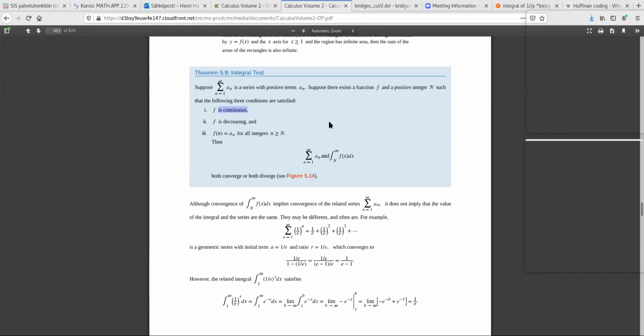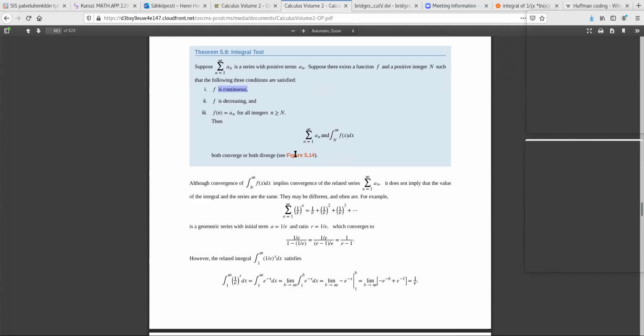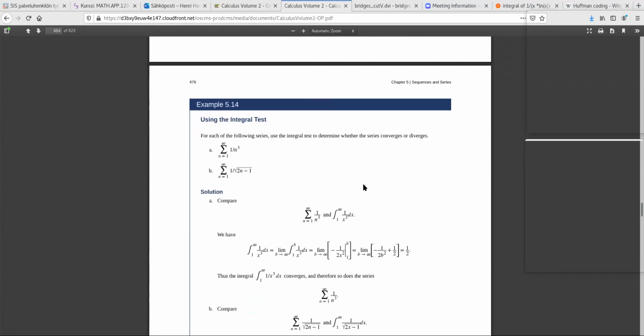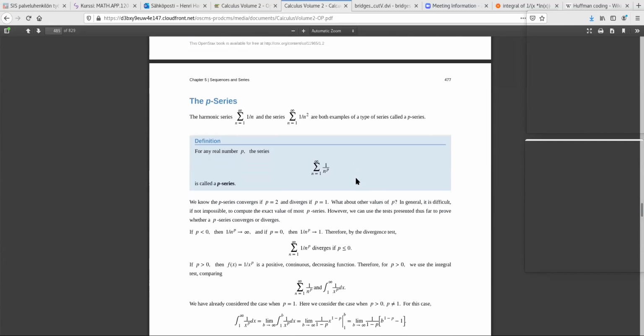So if the question is does this sum converge, you can look at this integral, and if that integral does converge, then the sum converges as well. We'll look into this a little bit more closely later, what this integral to infinity is. I promised I will do this. Here were examples of using the integral test, so you can try this out.